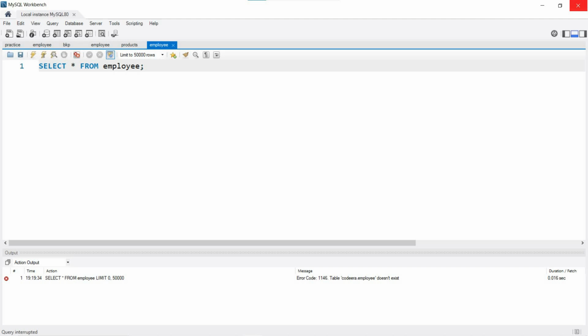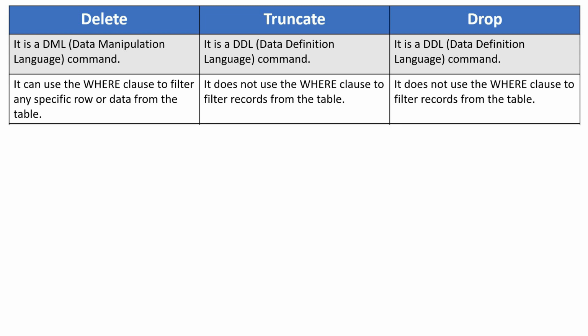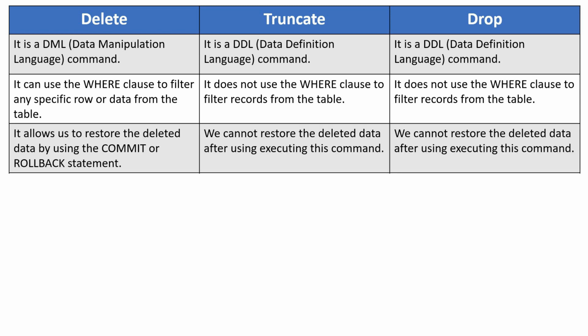So the delete, drop and truncate, these three commands are very easy to use. To conclude this topic, let's discuss some differences between these three commands. The first difference is that delete is a DML command, while truncate and drop are DDL commands. And with the delete command, we can use a where clause, while with the truncate and drop commands, we can't use the where clause to filter the rows. The third difference is that the delete command is transaction safe, as we can restore the data using the rollback command, while we cannot restore the deleted data after using the truncate or drop command.